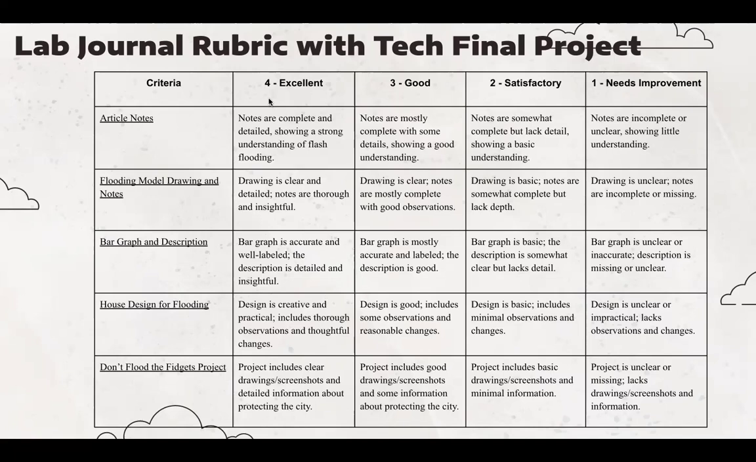So in order for a student to get an excellent, the notes would have to be complete, and then they show understanding of flash flooding and what we're learning about. And then their drawings would also have to be clear and detailed. The bar graph would have to be accurate. The design for the house is creative and practical, and it uses their learning to create it. And then when we think about how we would change it for the future, the changes would have to be thoughtful and based on what they're observing and what they learned through that experience. And same with their journal entry on protecting the city.